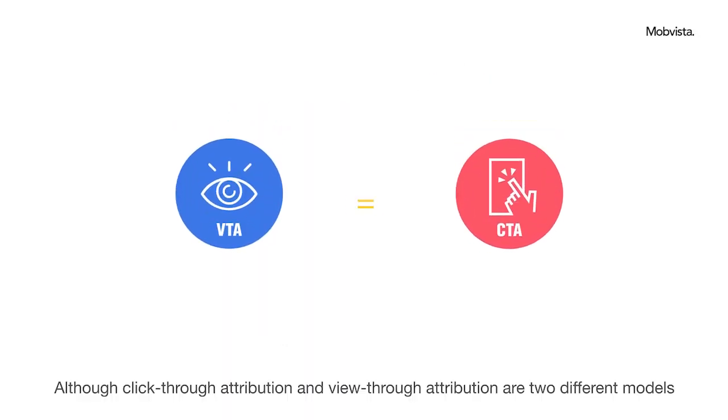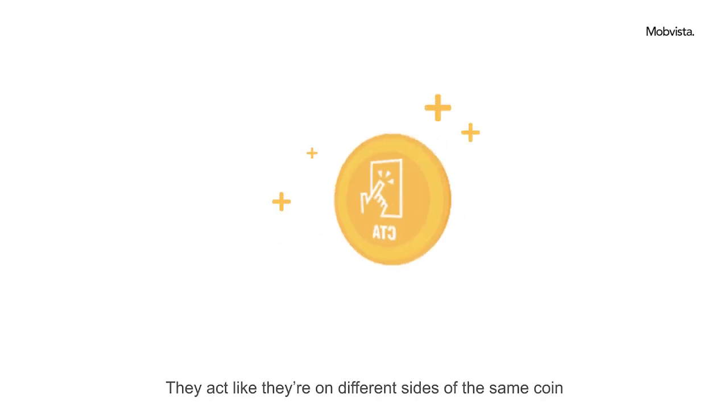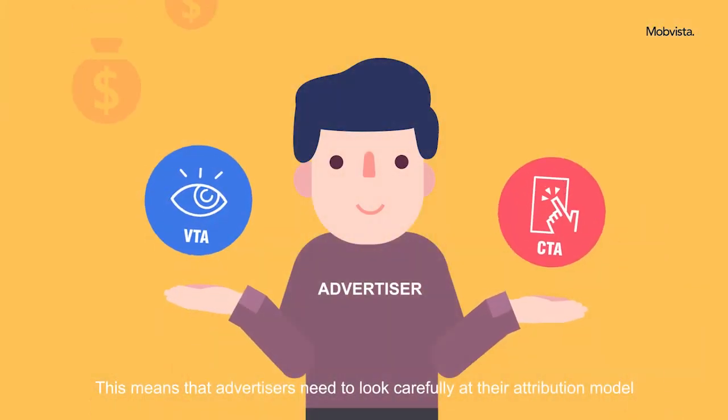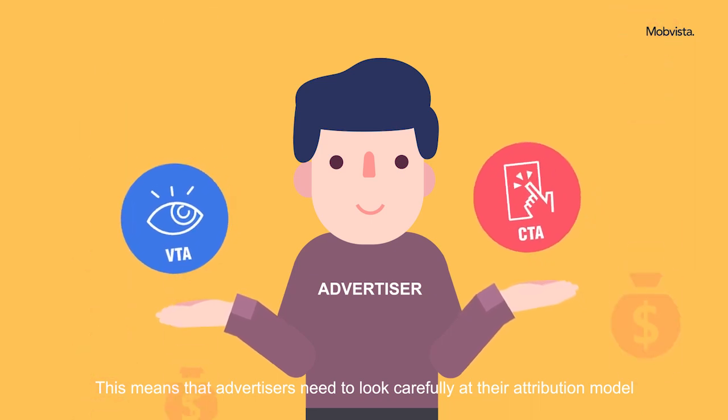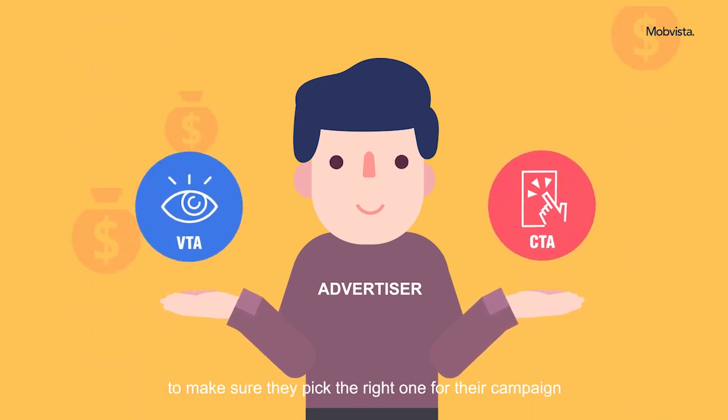Although click-through attribution and view-through attribution are two different models, they act like they're on different sides of the same coin. This means that advertisers need to look carefully at their attribution model to make sure they pick the right one for their campaign.